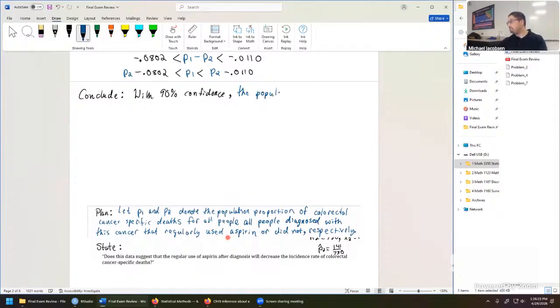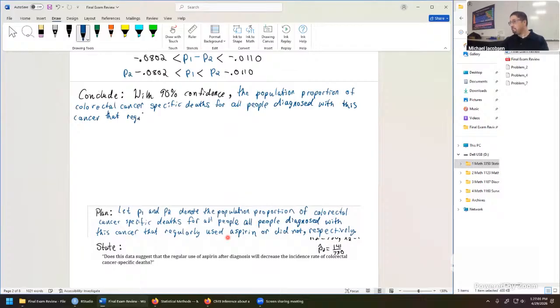The population proportion of colorectal cancer specific deaths for all people diagnosed with this cancer that regularly used aspirin. Okay, so that made my hand tired, but we're ready to go back to the interval.